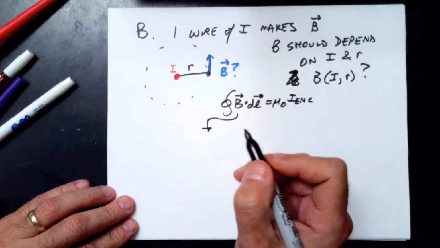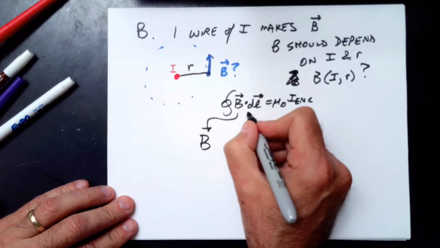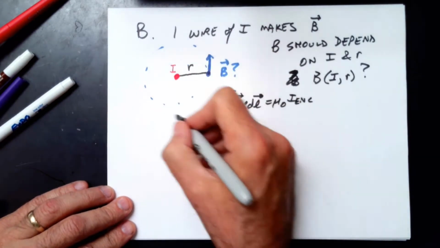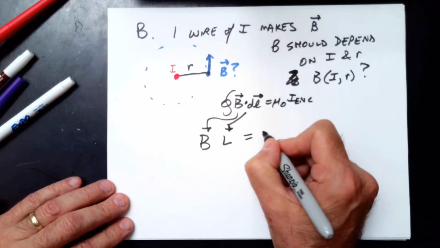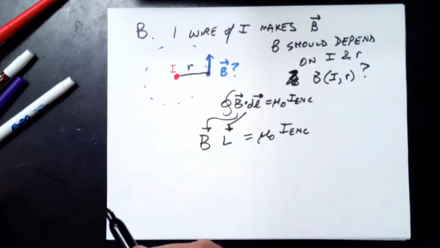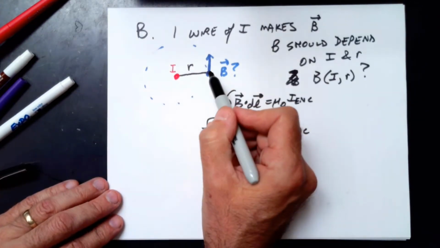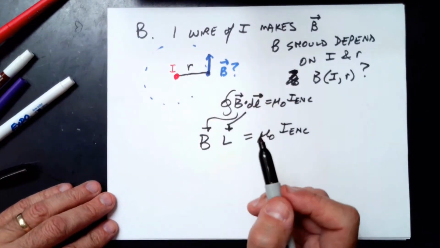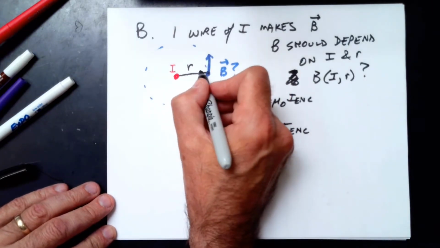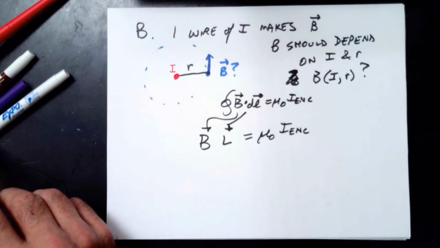So there's the B, that's our dependent variable. And this is the L, the full path length, all the way around whatever path we choose. Mu 0 I enclosed. Okay, what path would you choose? Well, we'd like a path so we don't have to do any calculus. In other words, we'd like a path where the B is constant. So that means picking a path that's a circle.